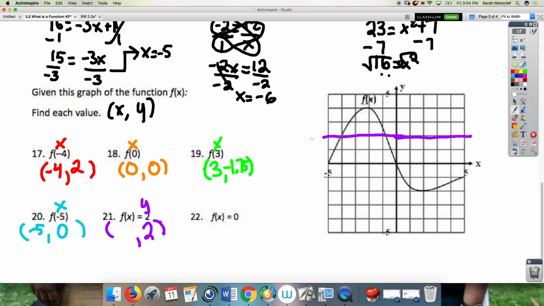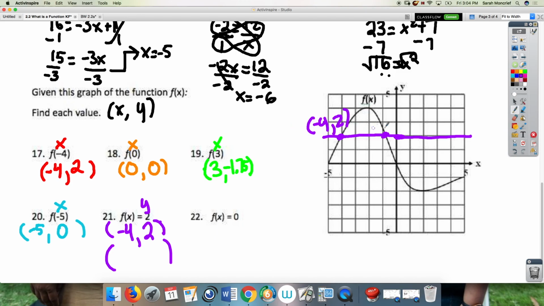Sorry about that. So, we run left and right. How many places does the purple line cross the curve? 2. So, how many answers am I going to have? 2. So, let's go from left to right. What's the x value here? Negative 4. So this first one is negative 4, comma 2.